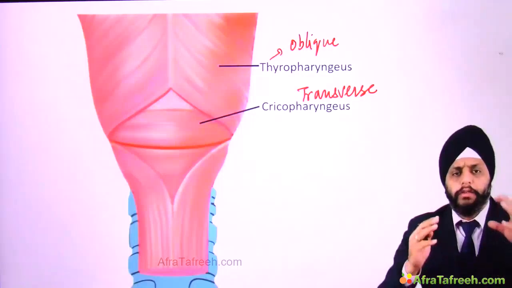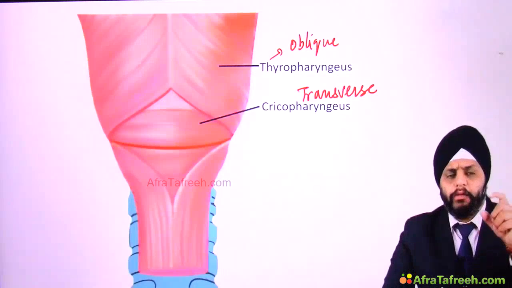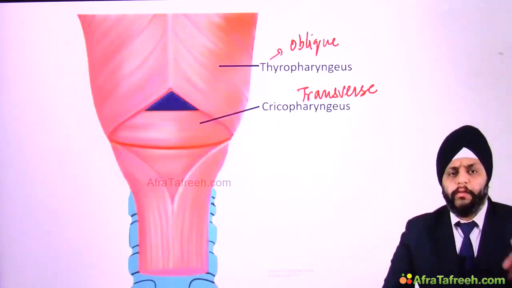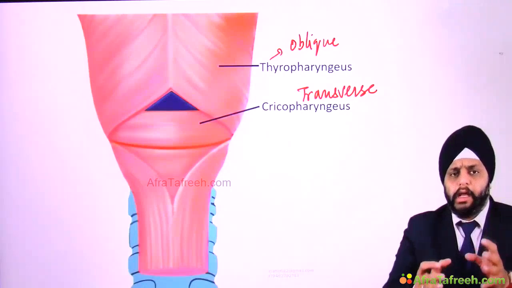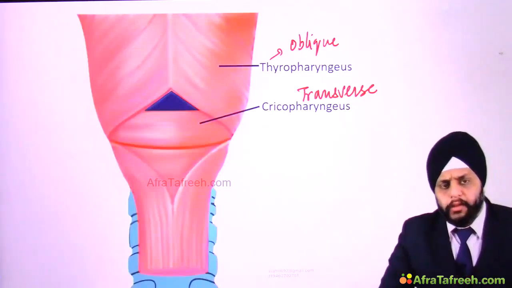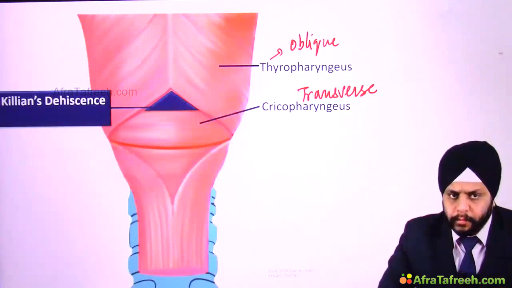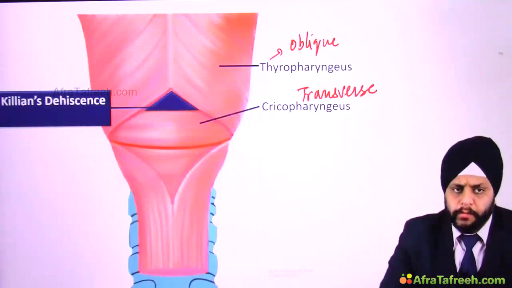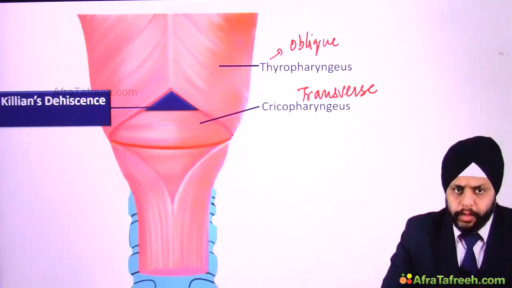Now because of this arrangement of fibers, there is a triangular gap created. So this is an anatomical place of weakness. This triangle, this is an anatomical place of weakness in the posterior pharyngeal wall, okay, and this is known as Killian's dehiscence, right? So this triangular gap is between the oblique fibers of thyropharyngeus and the transverse fibers of cricopharyngeus.